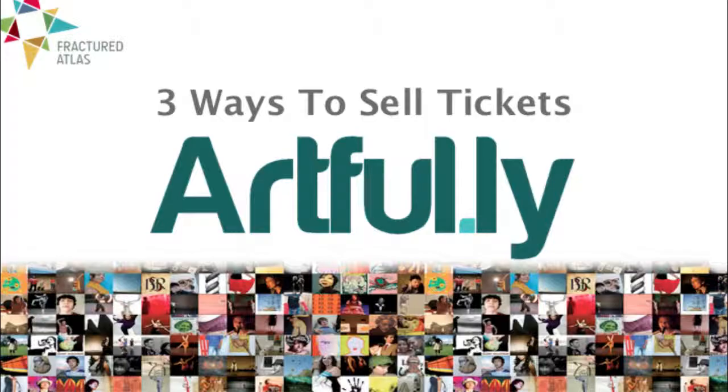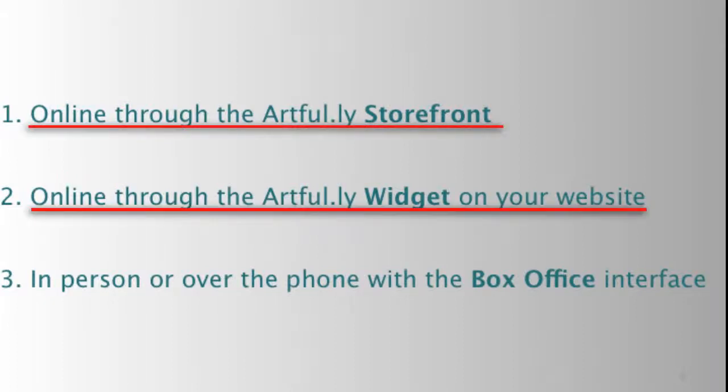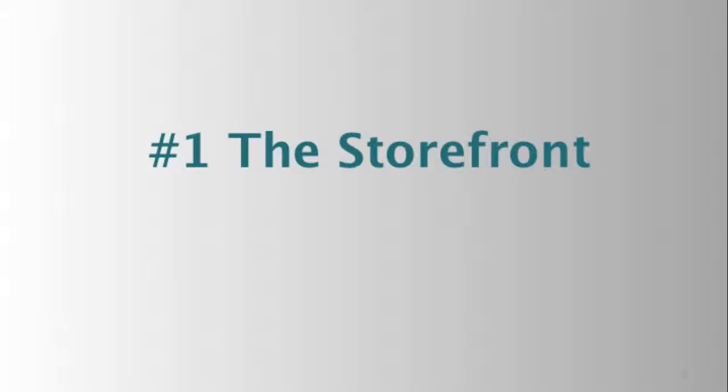You set up your Artfully account and paid ticketing kit, created your events, and set up shows with ticket types. Now comes the fun part. There are 3 ways to sell tickets to your shows. Online through an automatically generated Artfully event storefront, online through a widget on your own website, or through the box office interface, which you can use at the door or with patrons purchasing over the phone.